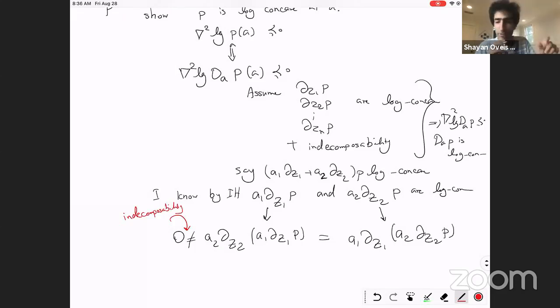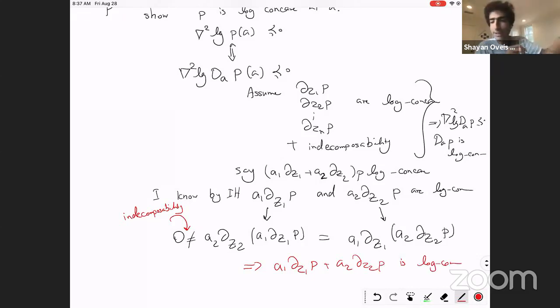So that's why the proof was a little bit more tricky, because you have to first use indecomposability to say that there are many pairs ij such that partial zi partial zj of p is not 0. These pairs basically form a connected graph, so you can reorder them and get something like this. But essentially, this follows from indecomposability. So now these two polynomials have a common interlacer. This implies that the sum of the two polynomials, which is a1 partial z1 of p plus a2 partial z2 of p, is log concave.